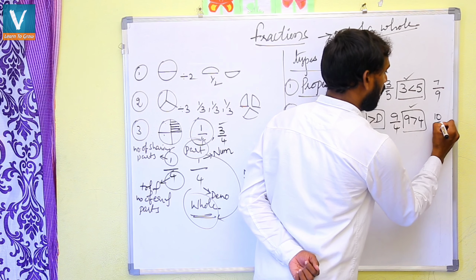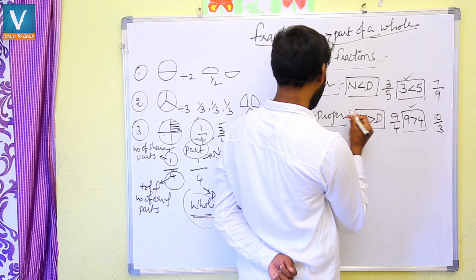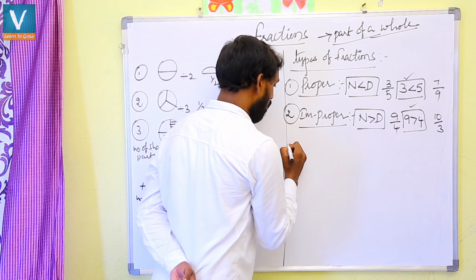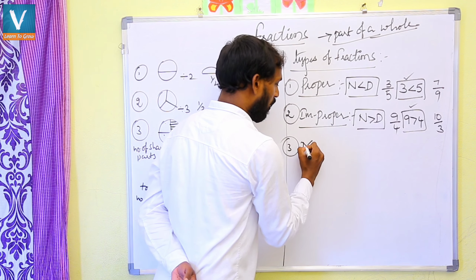I'm taking 10 by 3. Yes, 10 is greater than 3. So it's an improper fraction. Like that we can take some examples. Third one is about mixed fractions.